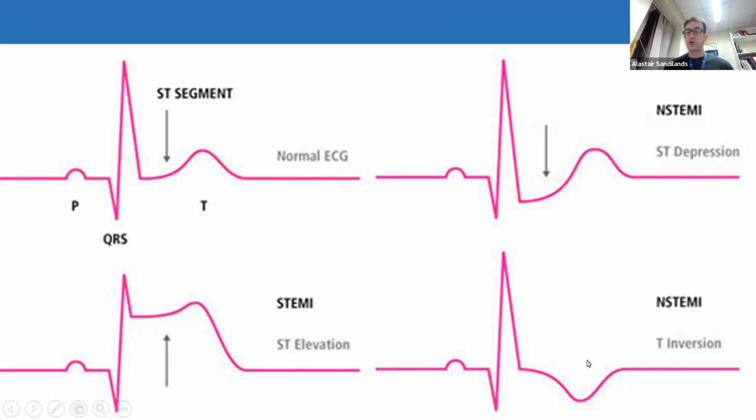T-wave inversion on its own in a region would be a non-STEMI. You do not get reciprocal ST elevation. So that means ST elevation is our trump. That is the most important thing. You can't beat ST elevation, but you can get reciprocal changes with ST elevation of either ST depression or T-wave inversion. Any questions about that?